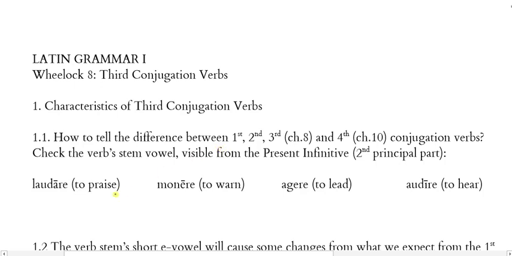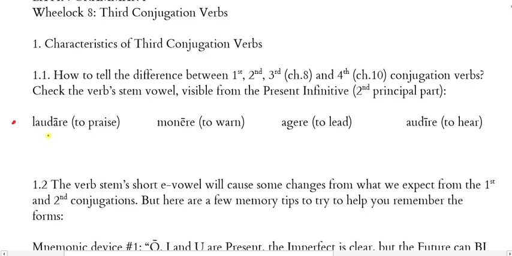Okay, so let's take a look at laudare. I want you to remember that we have to go to the infinitive, the second principal part, to figure out what conjugation a verb belongs to. When you look at the infinitive, you see the re ending, and the vowel before is going to indicate whether that is a first, second, third, or fourth conjugation verb. If I have a long A, the A with the macron, then this is first conjugation.